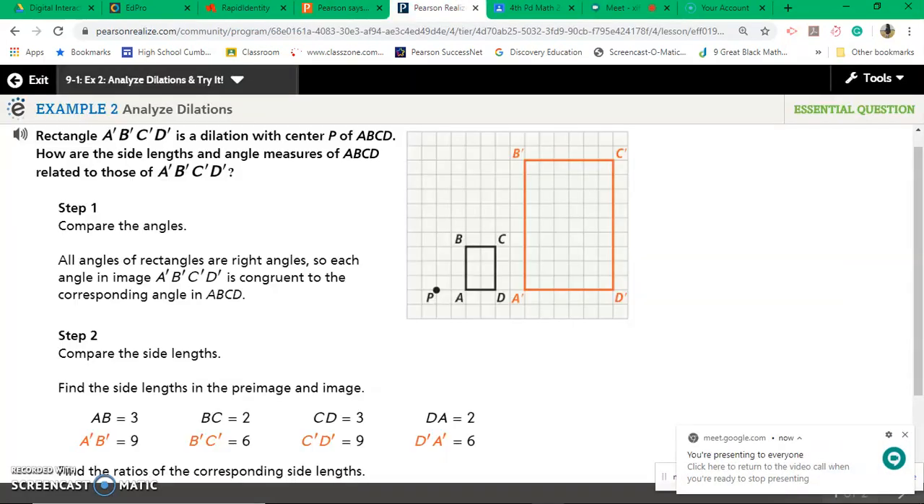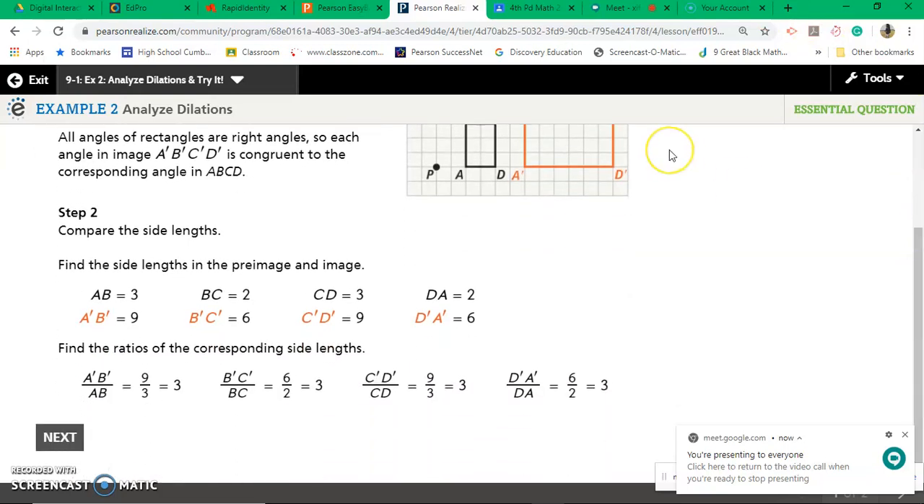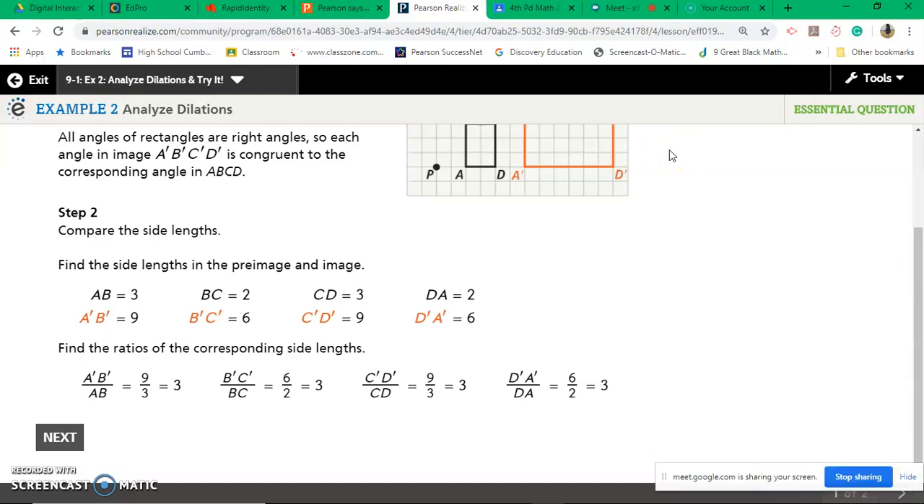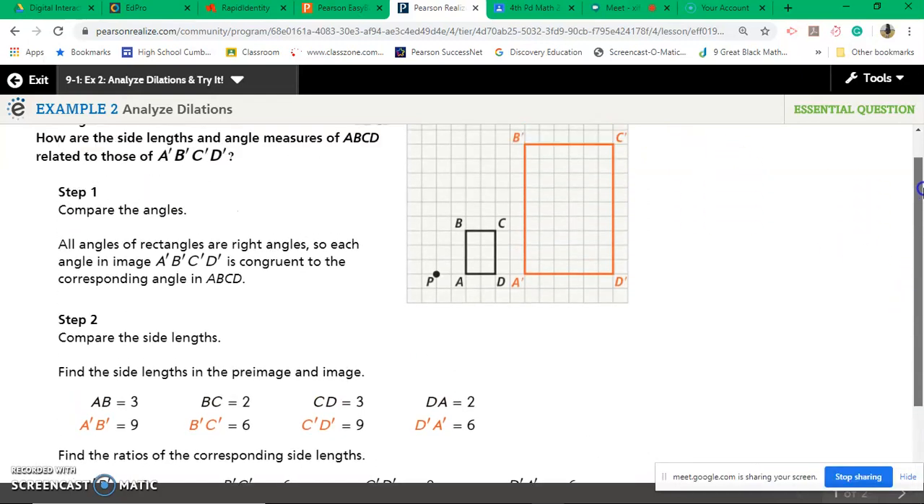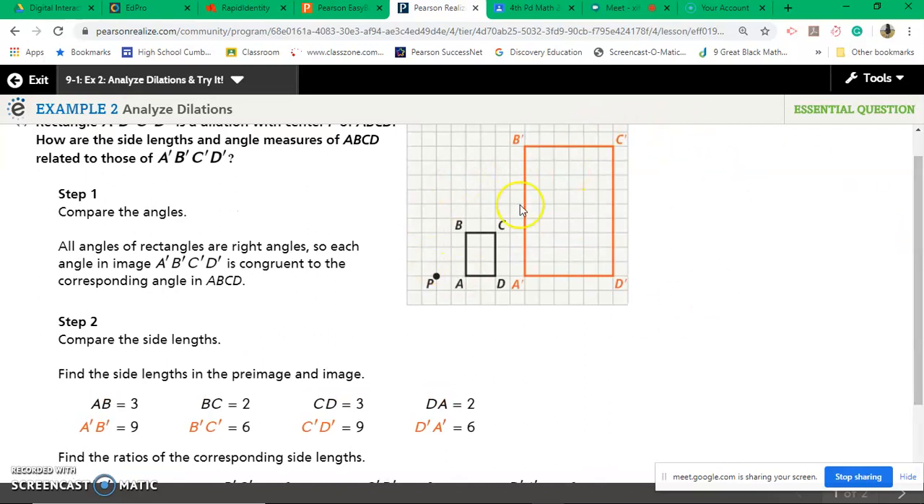How can I get from 3 to 9? What can I do to 3 to get 9? And what can I do to 2 to get 6? Right, and then multiply 2 times 3 to get 6. Thank you. Very good. Yes, you got it. So that means the scale factor is 3. The image is 3 times as large as the pre-image.